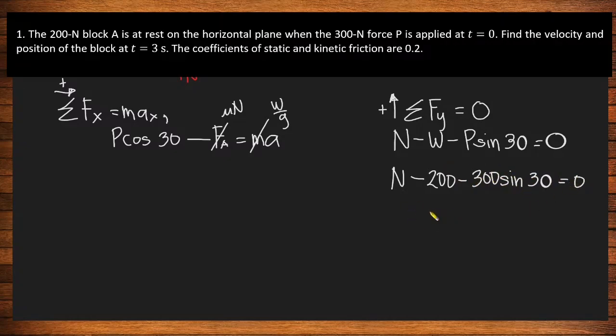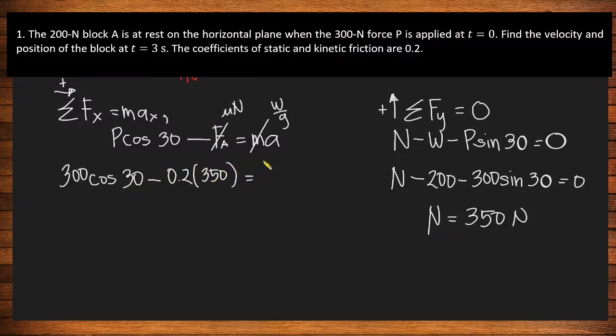So from this equation, we will obtain the value of our normal force, and that will be equal to 350 newtons. And then, we can substitute this value doon naman sa kabilang equation natin. So again, we will have 300 cosine 30 minus the coefficient of friction, that is 0.2 times 350, yung normal force natin. And this will be equal to the weight, 200, divided by acceleration due to gravity na 9.81 times our acceleration.